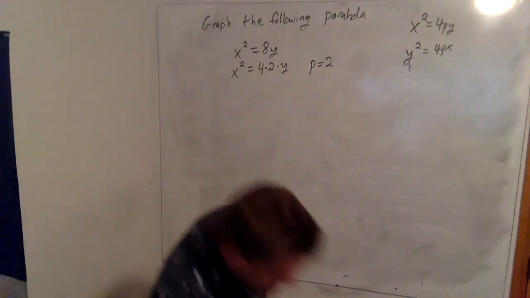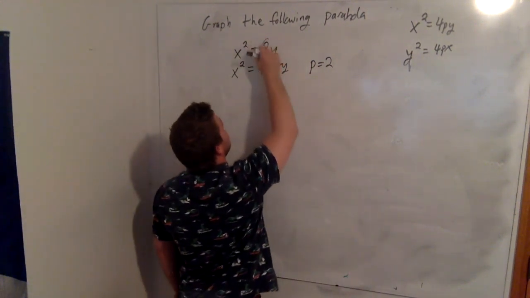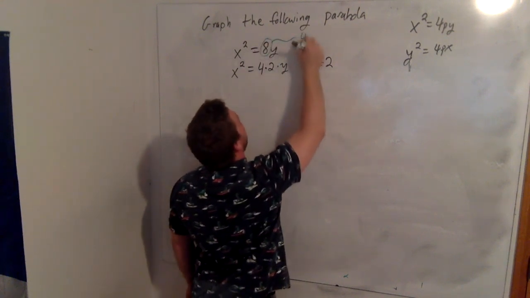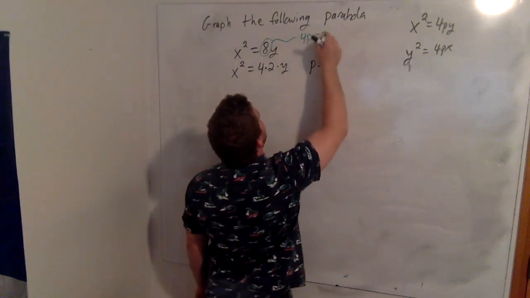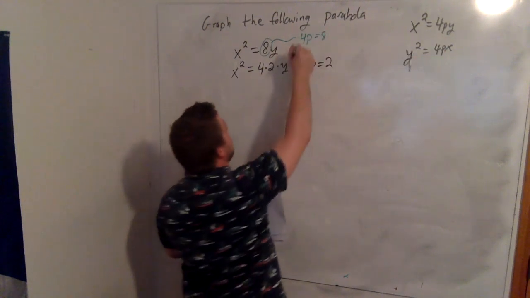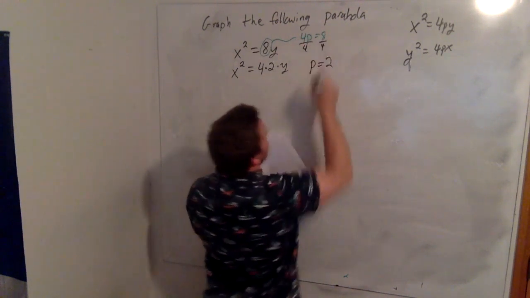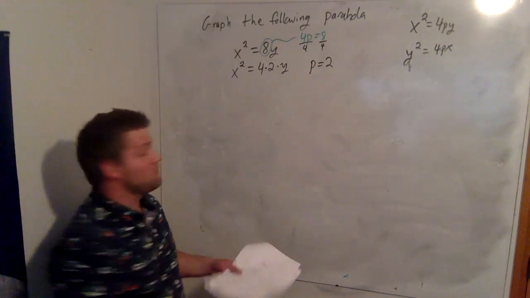Okay, if you didn't like factoring that 4 out of the 8, what you can always do is take the coefficient, in this case the coefficient in front of the y. We know that 4p, matching the pieces, must be the same thing as 8. You could divide both sides by 4 to get that p must be 2. Okay, pretty much we're ready to start graphing.